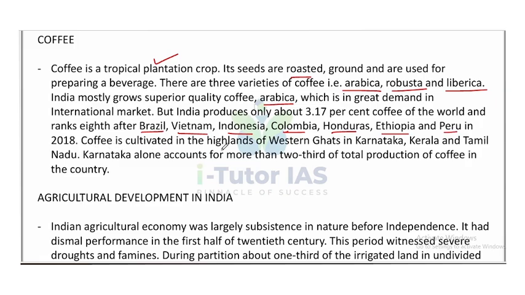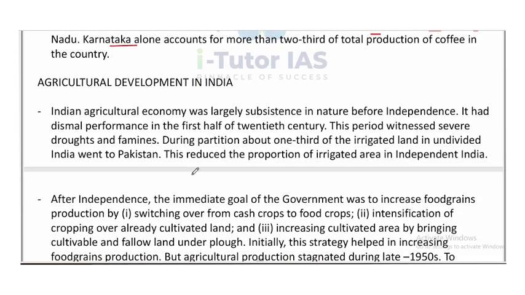Coffee is cultivated in the highlands of Western Ghats in Karnataka, Kerala, and Tamil Nadu. Karnataka alone accounts for more than two-thirds of total production of coffee in the country. Now, agriculture development in India.